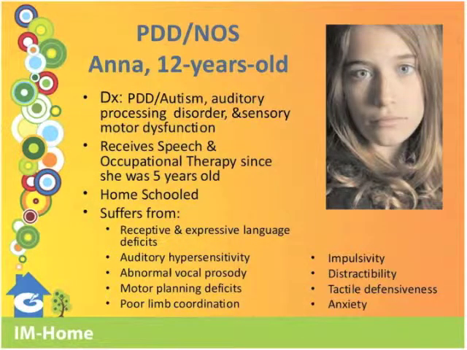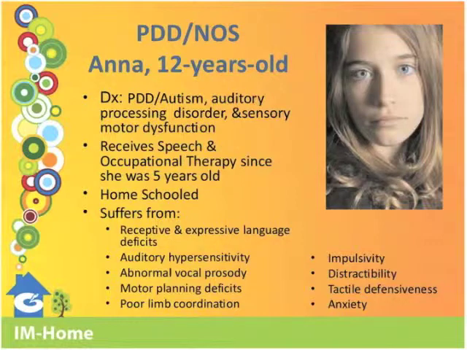The next case study that I'd like to talk to you about is Anna. Anna is 12 years old, and she had a diagnosis of pervasive developmental disorder, non-specified. That's also in the range of Asperger's or autism as well. She had sensory motor dysfunction as well, which a lot of the children who have the Asperger's autism PDD diagnosis also have sensory integration or sensory processing dysfunction as well. Anna had been receiving speech and occupational therapy since she was 5 years old. She was homeschooled by her parents, which was really great for her in home programming.